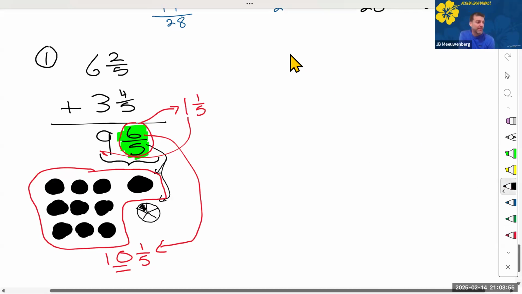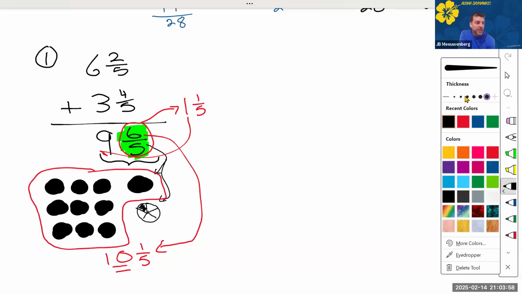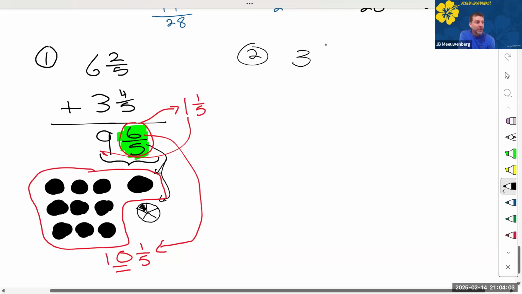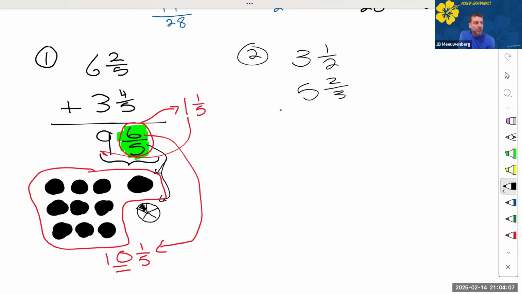So it's your turn to try this one. Let me again change the pen. Number 2, 3 1/2 plus 5 2/3. Take a moment to pause the video and try this on your own. You may have noticed that this one started off where your fractions did not have common denominators. So I'm going to start by doing that right up here. I'm going to multiply these by 3 to get 3/6, and these by 2 to get 4/6.